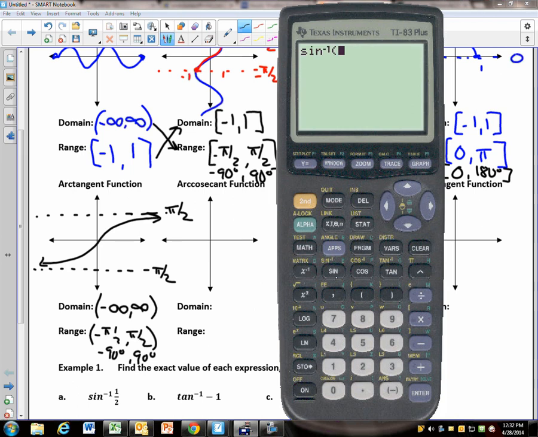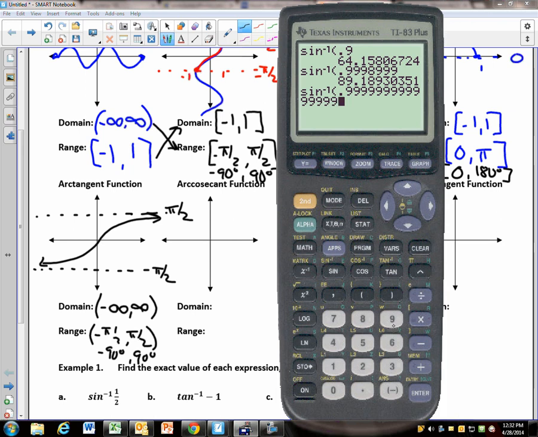You could do sine inverse of 0.9. 64. Think we could get above 90? Let's try. We'll go sine inverse of 0.999. Pretty close to 1, isn't it? Oh! Not there, is it? Sine inverse. Try again.